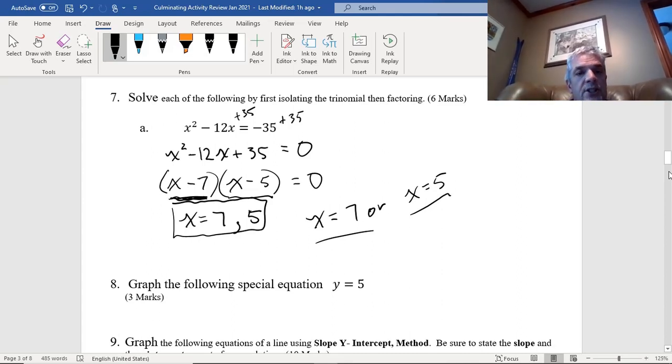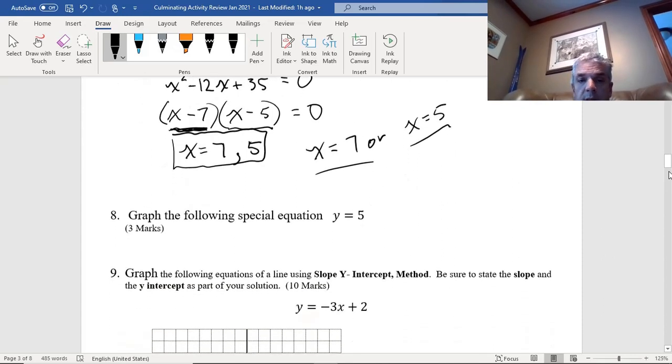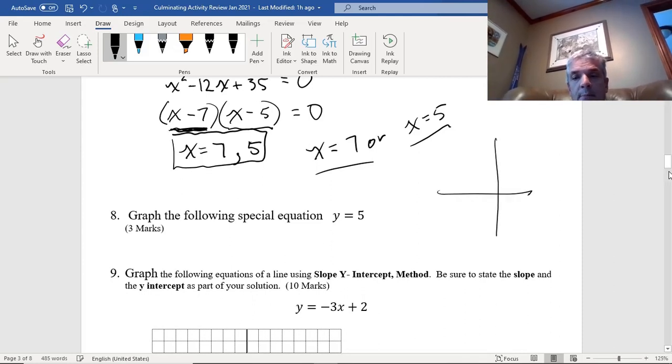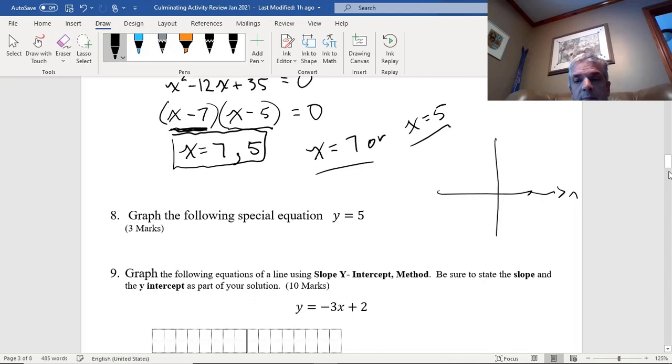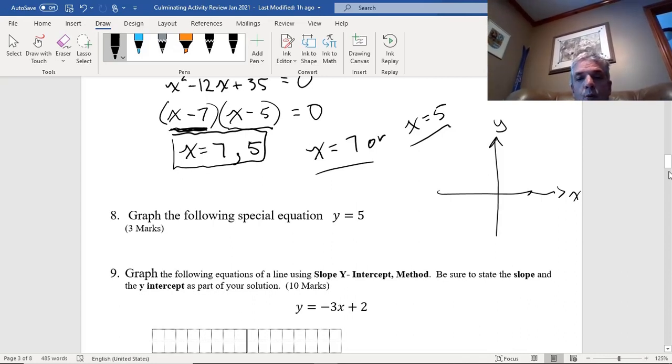There's a couple questions like that you have to do as well. Okay? And then we're going to move on and do some graphing. Now, I'm not going to spend a lot of time on graphing these special ones, but there is one on there, number 8. When you graph a special one, remember, this is my x-axis, Cartesian coordinate, that's my y, so horizontal x, vertical y. And then if I want to graph it, it says y equals 5, I go, well, where's y equals 5?